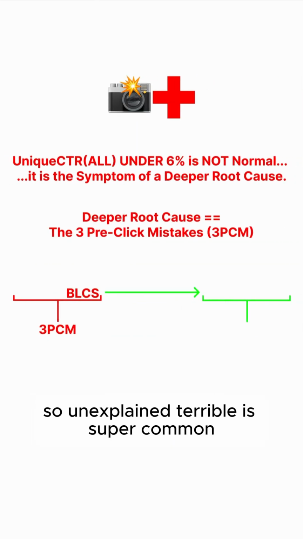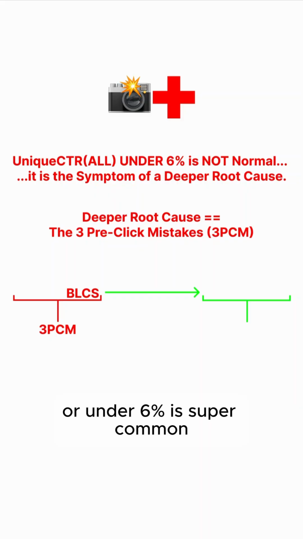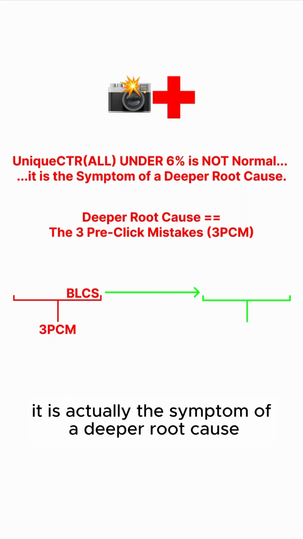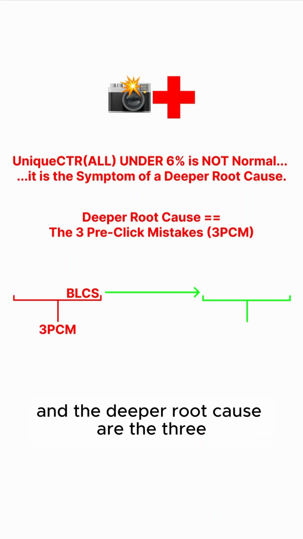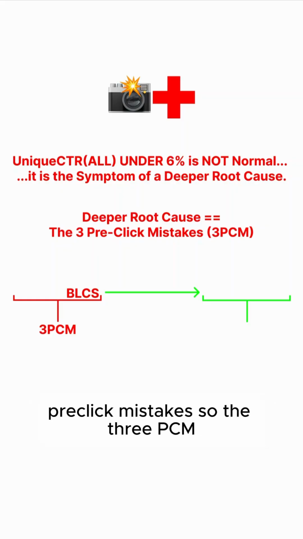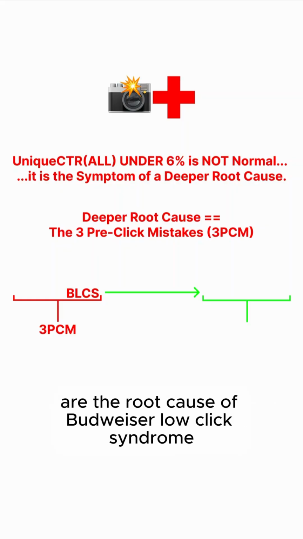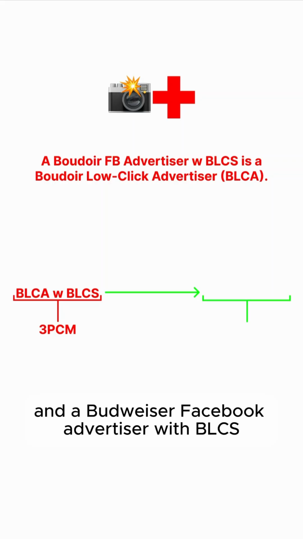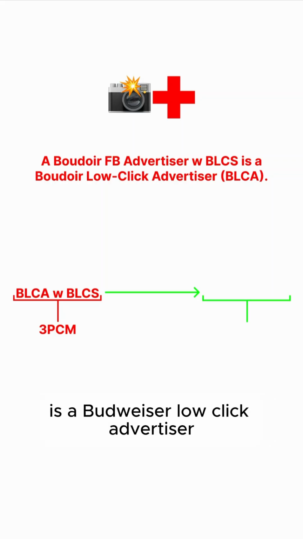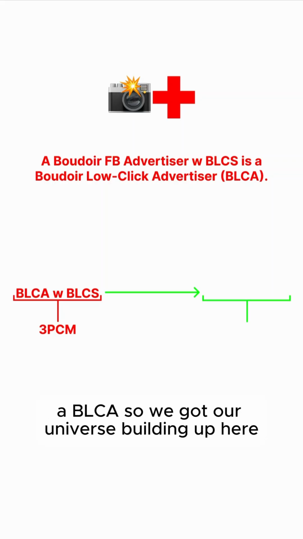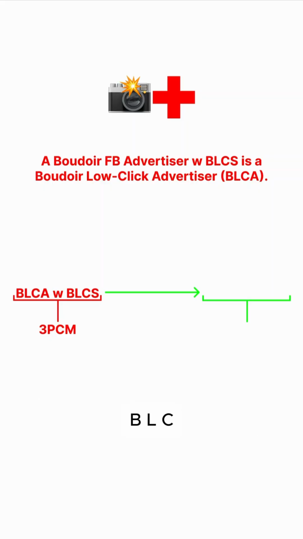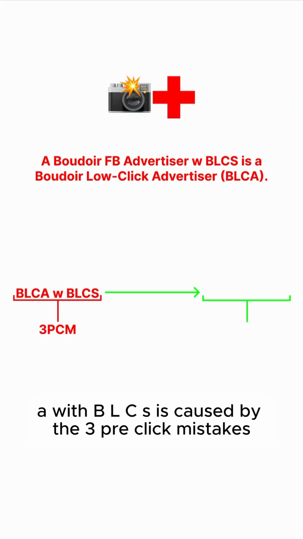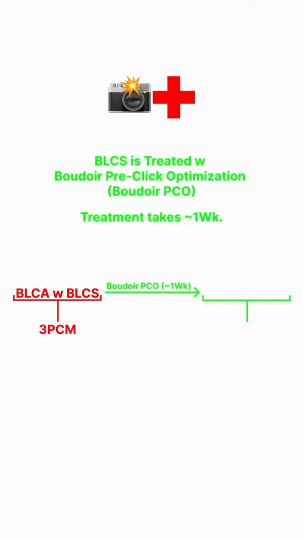Under 6% is super common, but it is not normal. It is actually the symptom of a deeper root cause. And that deeper root cause are the 3 pre-click mistakes. So the 3 PCM, 3 pre-click mistakes, are the root cause of Boudoir low-click syndrome. And a Boudoir Facebook advertiser with BLCS is a Boudoir low-click advertiser, a BLCA. So we got our universe building up here. BLCA with BLCS is caused by the 3 pre-click mistakes.